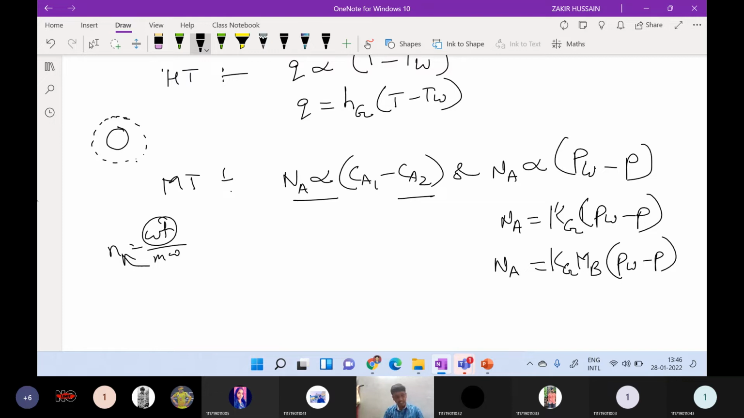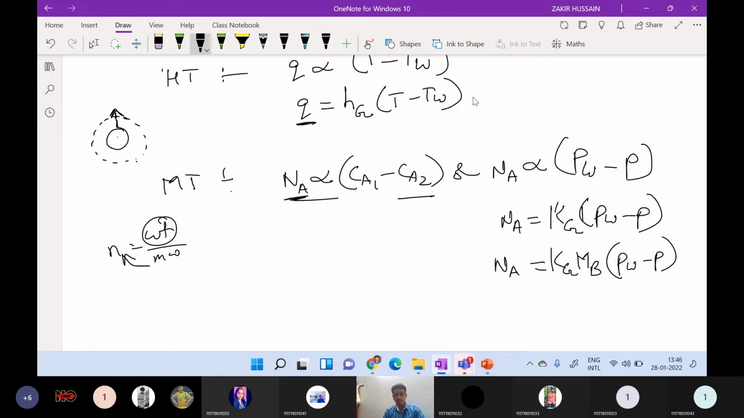So at steady state condition, this mass flux will be equal to the heat transfer flux. Why will it be equal? Because whatever evaporation is taking place, this water drop is evaporating into the surrounding air. Exactly, the heat will be balancing the mass of evaporation, at the temperature of evaporation.